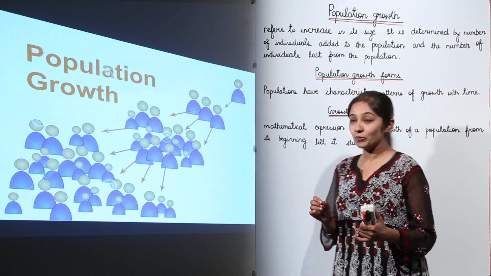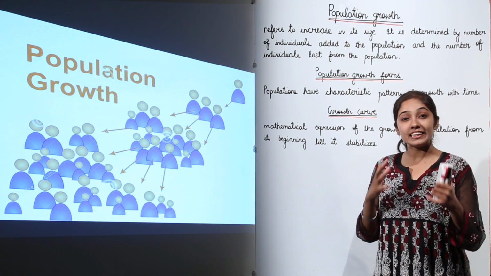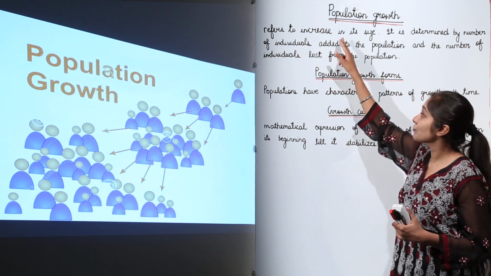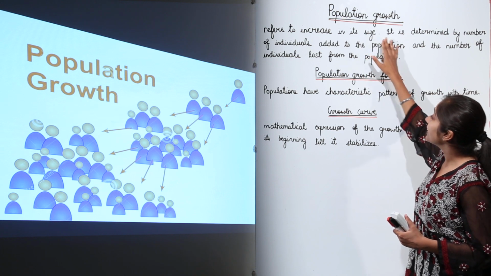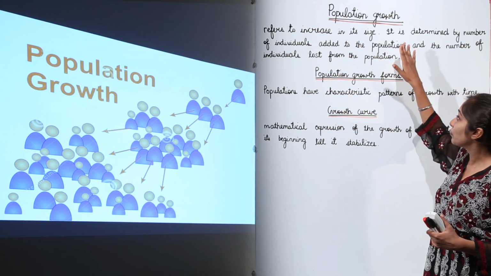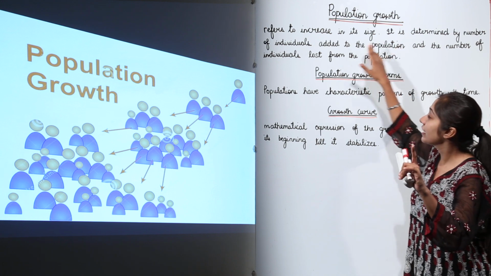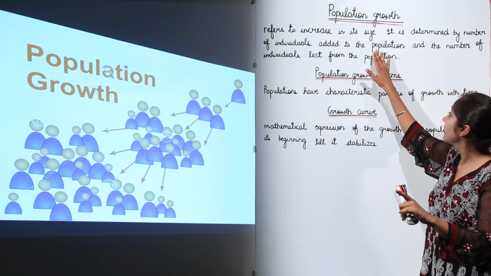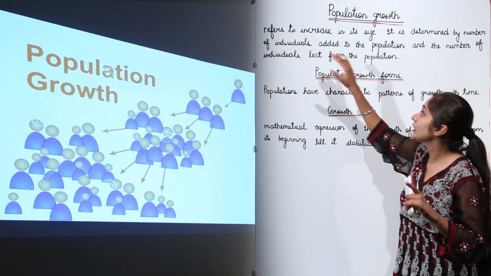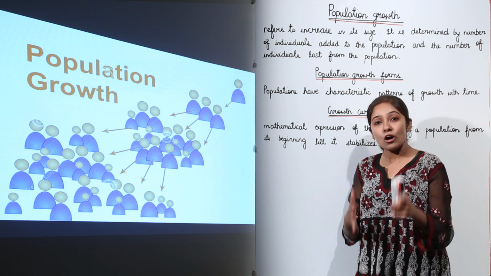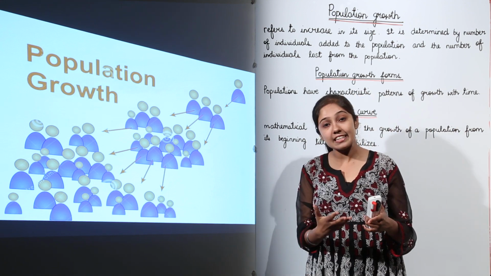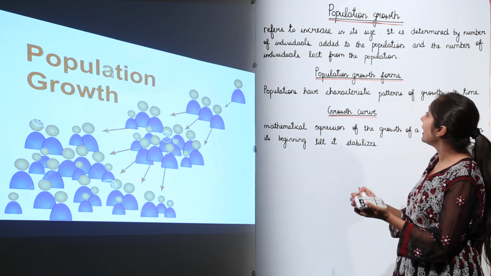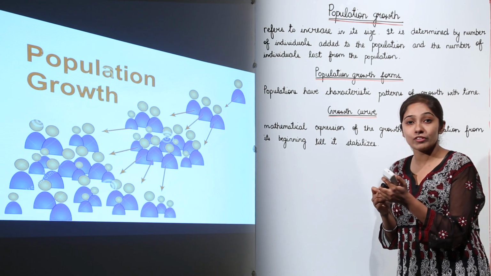What is population growth? Population growth refers to the increase in its size. And how do you actually determine the increase in the size of population? It is determined by the individuals added to the population and the number of individuals lost from the population. So you can find it out in terms of addition and in terms of loss of the number of individuals.